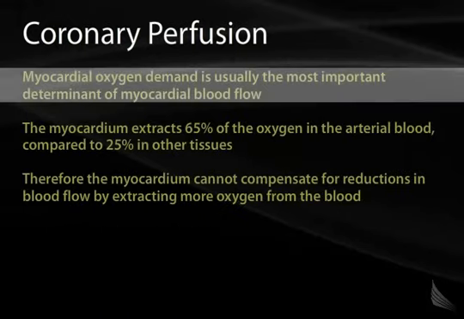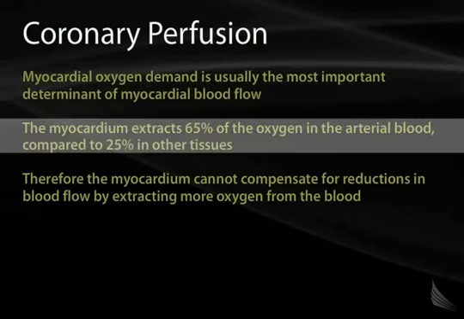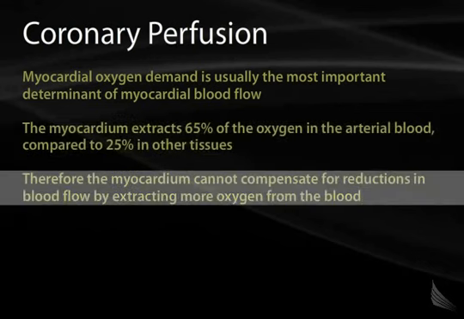The oxygen demand of the myocardium is usually the most important determinant of the blood flow to the heart. One important difference you should know about the myocardium is that it extracts much more of the oxygen from the arteries than other tissues. It extracts approximately 65% of the oxygen compared to other tissues which only usually extract about 25% of the oxygen. Therefore, the myocardium cannot really compensate for reductions in blood flow by extracting more oxygen because it's already extracting a great deal of oxygen from the blood.